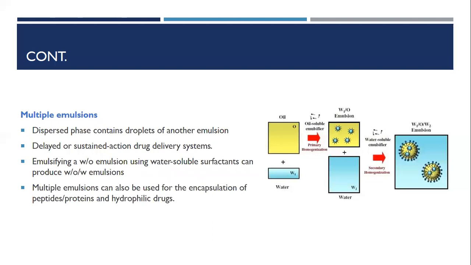Emulsifying a water in oil emulsion using water soluble surfactants. Surfactants stabilize an oily dispersed phase. So these surfactants can produce water in oil in water emulsions with an external aqueous phase, which generally has a lower viscosity than the primary water in oil emulsion. Multiple emulsions can also be used for the encapsulation of peptides or proteins and hydrophilic drugs.